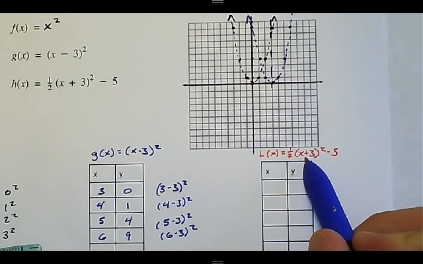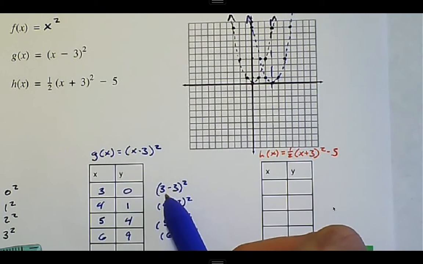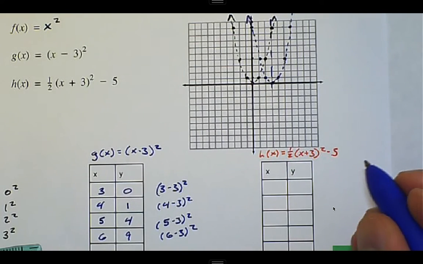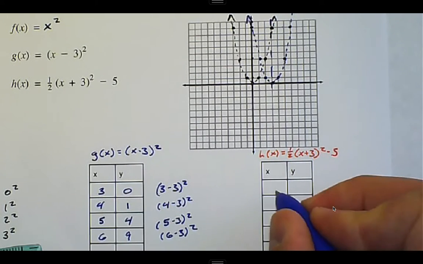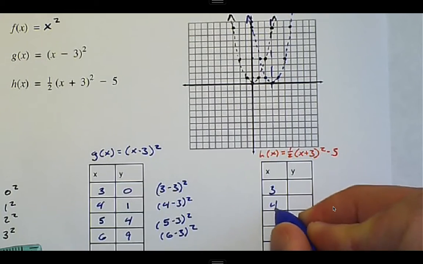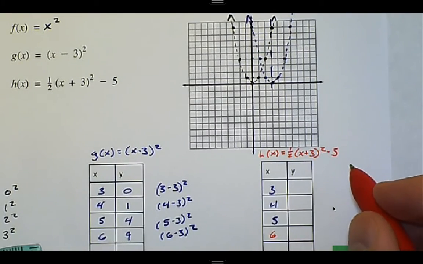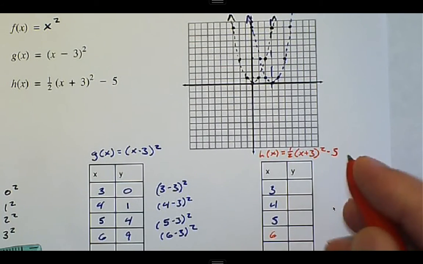So what I'm going to do is take the parent function and pick values that will work. In this case, we're still going to pick 3, 4, 5, and 6 for our x values. But this time, we're going to have to do this in 2 steps. So we're going to have to do the inside and the scale factor, and then drop it down.